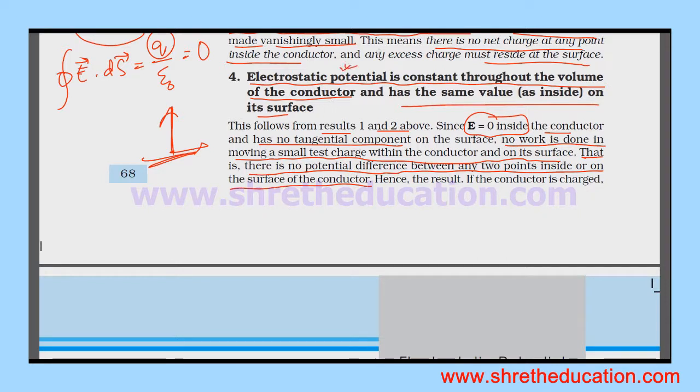The electrostatic potential is constant, so there is no potential difference and no tendency for charge to move. Hence the result: the potential is constant inside the conductor.